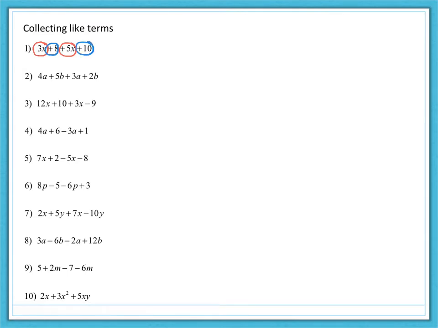So let's collect the like terms here. We know we can collect 3x and 5x to give us 8x, and we know we can collect 8 and 10 to give us a positive 18.